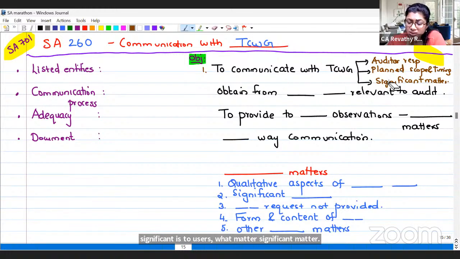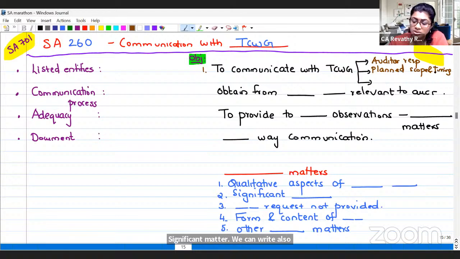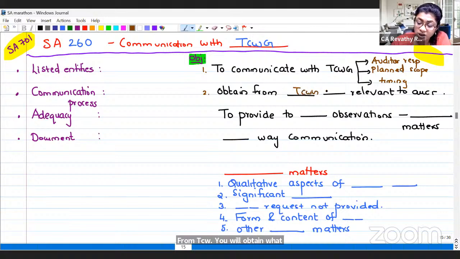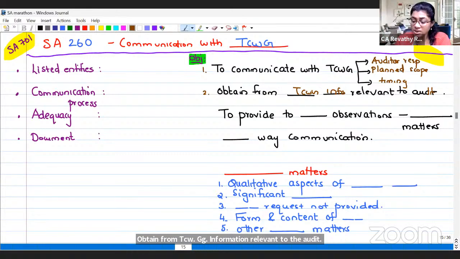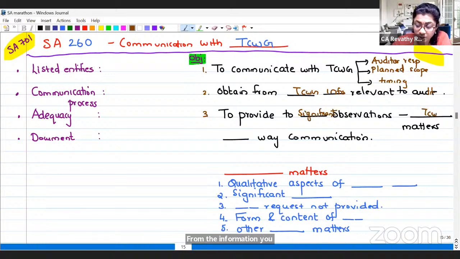Significant matters we can write also below. Planned scope and timing of audit you will write here. Now, from TCWG, you will obtain what? Obtain from TCWG information relevant to the audit. First, we said our objective, scope, responsibility, audit timing. They will give us the information. From the information, you will communicate significant observations to TCWG.